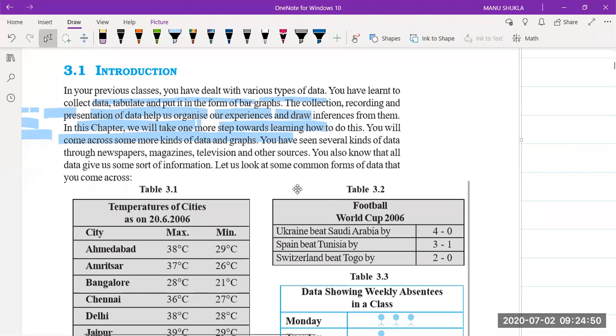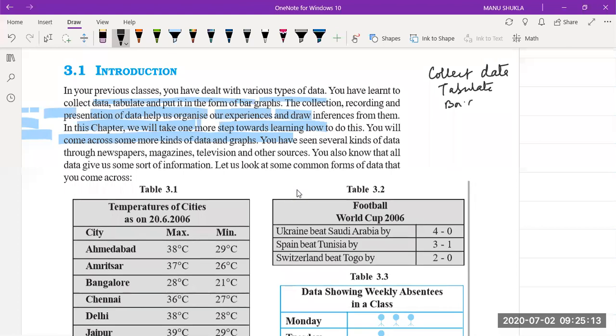Let's see. Introduction. In your previous classes, you have dealt with various types of data. You have learned to collect data, tabulate, and put it in the form of bar graph. So we have learned how to collect data, how to tabulate, and how to put it in the form of bar graph.